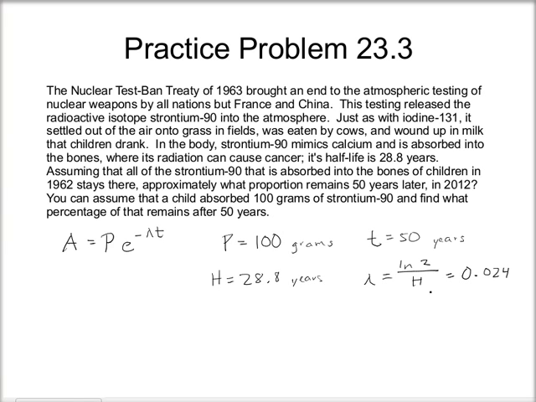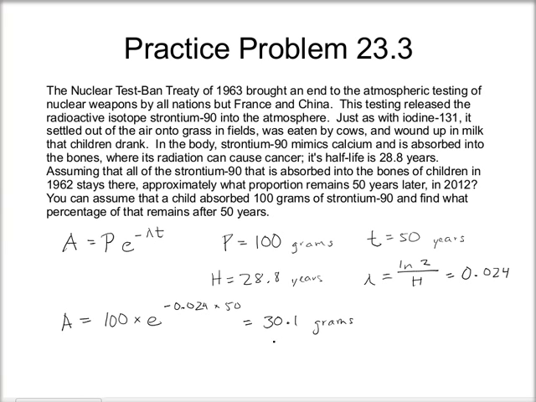So now I can put that all into my formula, and the amount of strontium-90 that's going to be left in the bones of the now adults is going to be 100 times e to the negative 0.024 times 50. So if I put that into my calculator, that's going to be 30.1 grams.